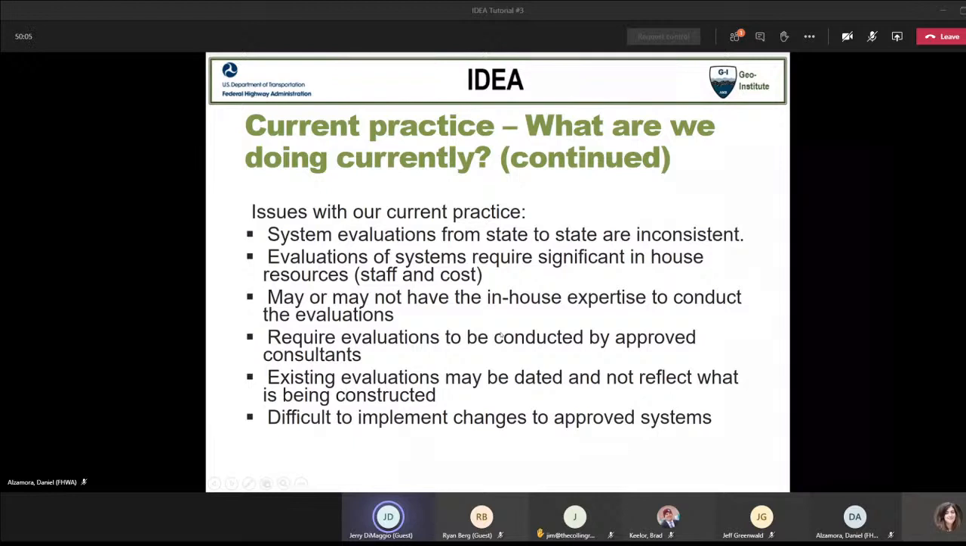Now, what we're doing currently is wonderful, but there are a few issues, and they're captured in, again, our view of the world with current practice. System evaluation by agencies are very inconsistent.